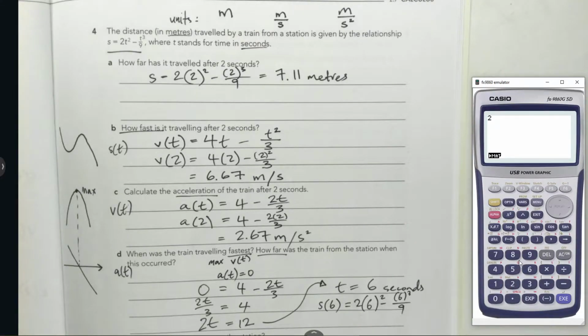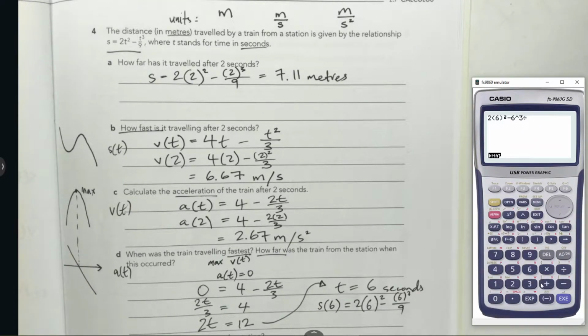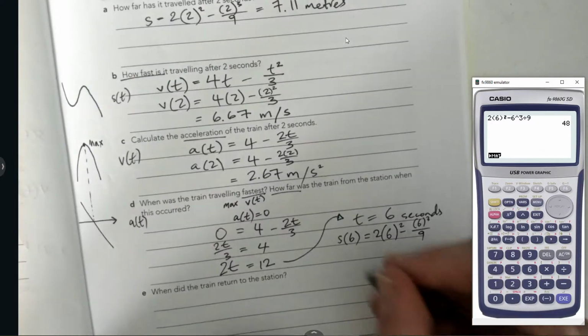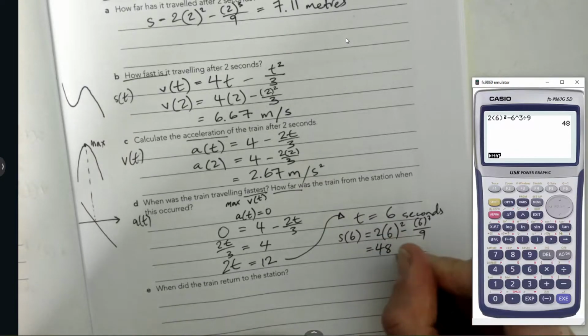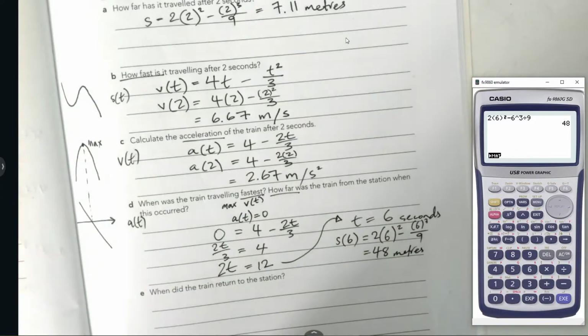s of 6: 2 times 6 squared minus 6 to the power 3, so it's going to go... Instead of using an over, I'm just going to use divide, because your calculator does fractions before it does powers, I'm pretty sure. So if we use a divide, then the power gets priority, and then it will do the division afterward, and that's what I want it to do. Yeah, that should work. 48. That means the distance is 48 meters at that point.